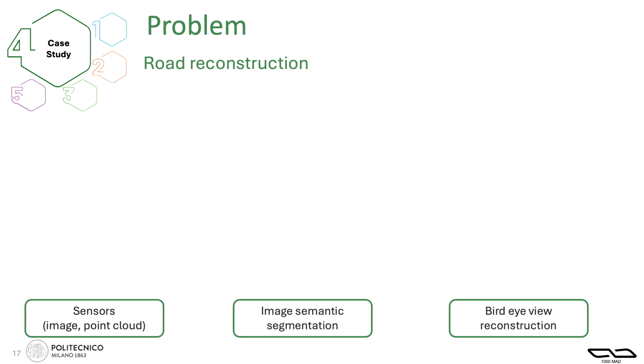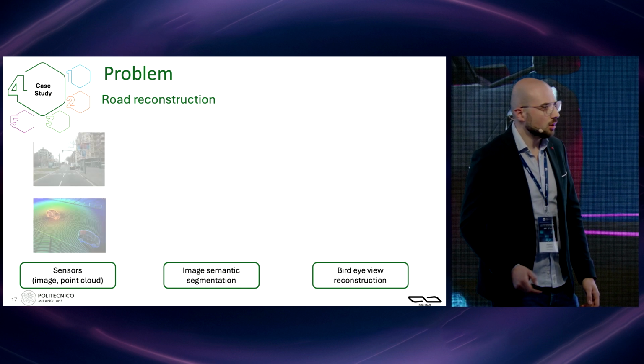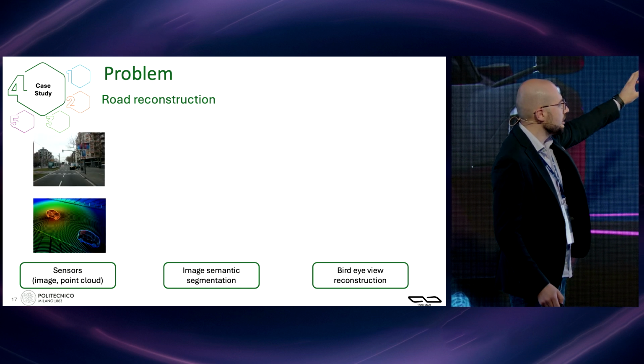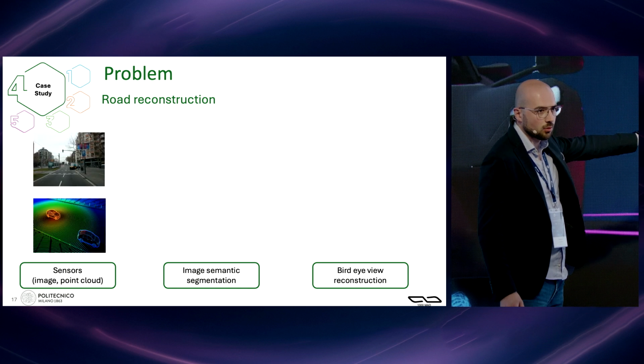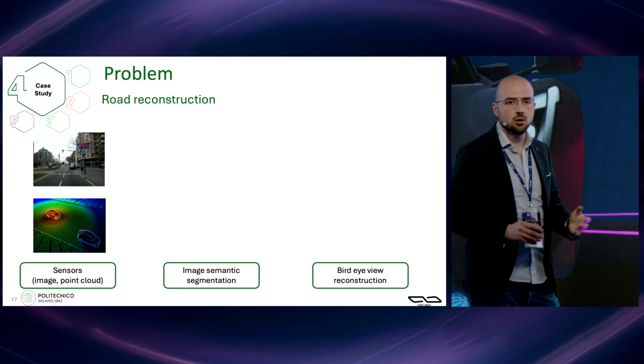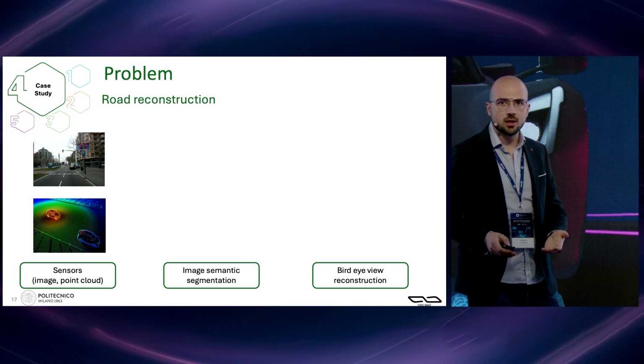So first of all, the problem. We want to reconstruct where our self-driving vehicle can go or cannot. And to do that, we need to start with what the vehicle sees. A camera and the LiDARs. Okay? This is the raw information that goes into our self-driving stack.